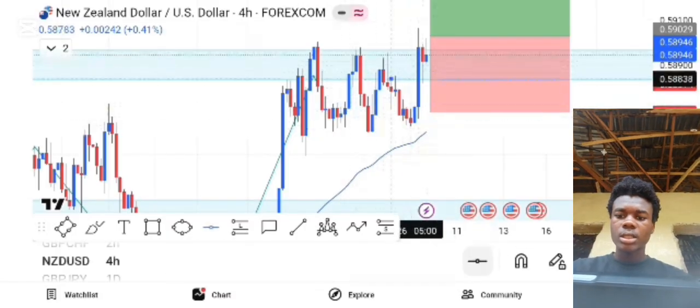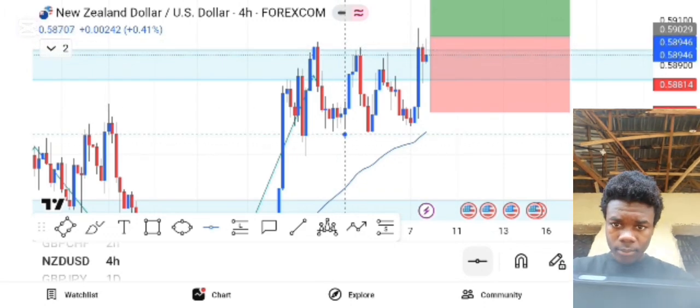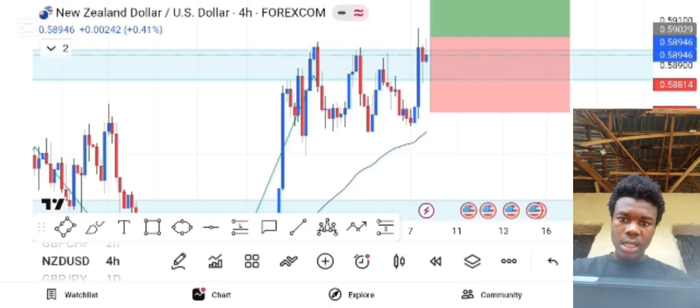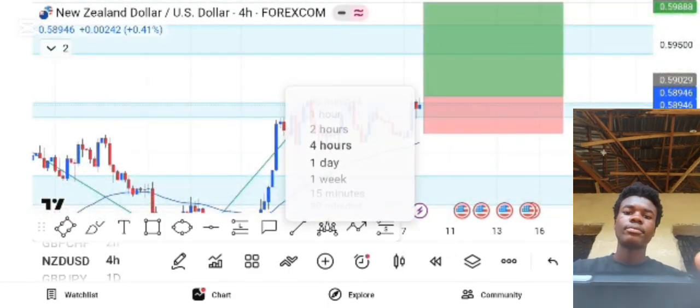All these things you are seeing here, all these candlesticks you are seeing here, is market structure. This place is the higher high, and here is the higher low. You understand? So this is what we got on the 4-hour time frame.